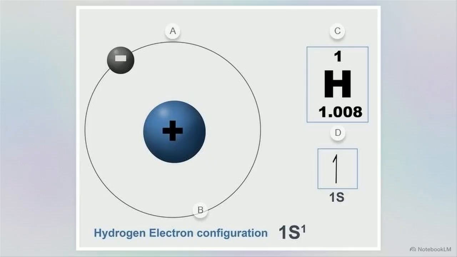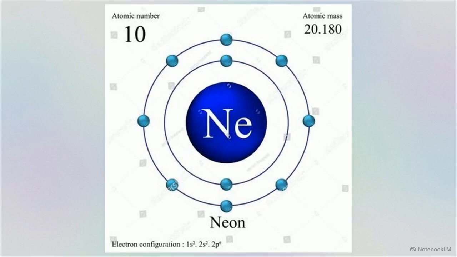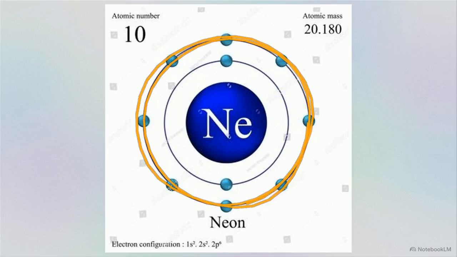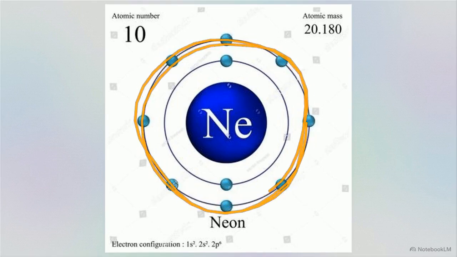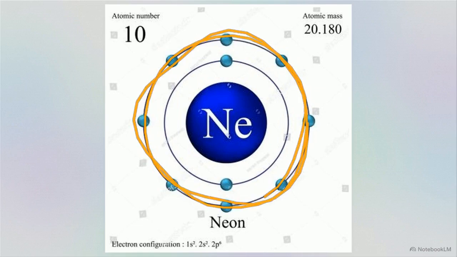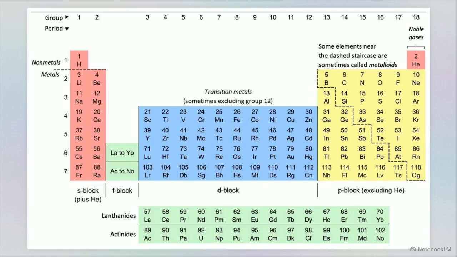Looking at this configuration diagram for hydrogen, we see it has a single electron in the 1s orbital. That single outer electron places it at the very top of group 1. This ring diagram highlights neon. Its first shell holds 2 electrons, and its second shell holds exactly 8, leaving its outer valence shell completely full and stable. The table is divided into distinct blocks based on electron configuration.